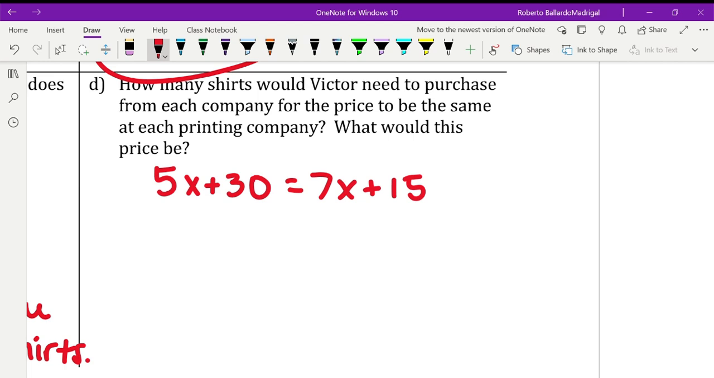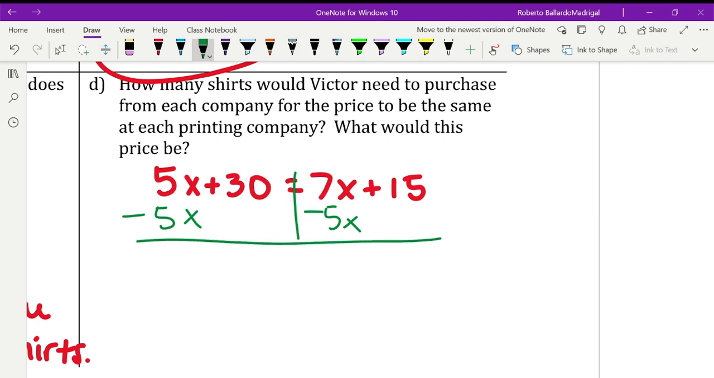I subtract it. So I do the opposite, right? So I subtract 5x from both sides. Listen to the words that I'm saying. You subtract 5x from both sides, right? Mathematically, subtract 5x from both sides. You get 30 equals 2x plus 15. This is now a two-step equation because you have to do two steps to solve for x.